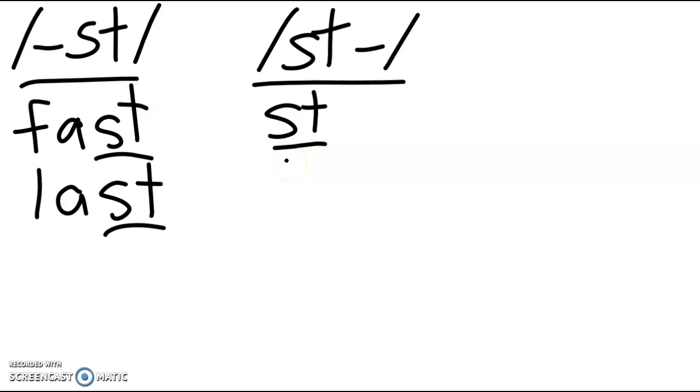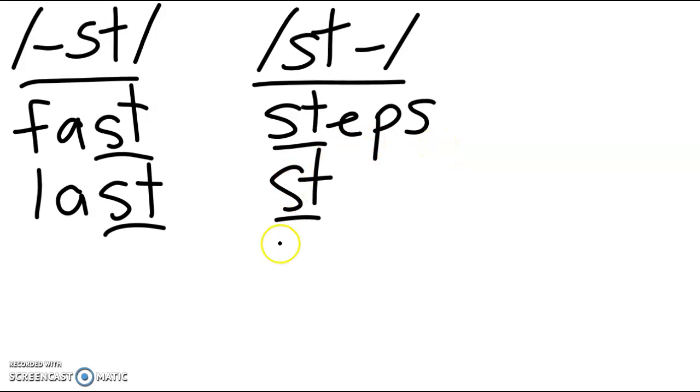Sound st. Sound eh. Sound p. Let's blend. St, eh, p. Word step. Put an S on it. Now it's steps. Good. Sound st. Sound ah. Sound n. Sound d. Let's blend. St, ah, n, d. Word stand. If I put an S on it, now it's stands.